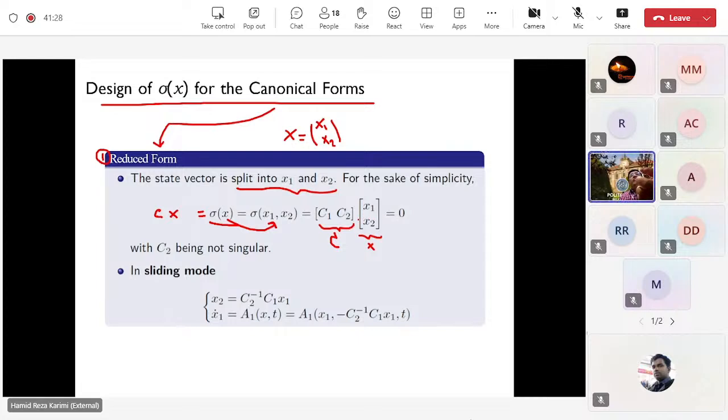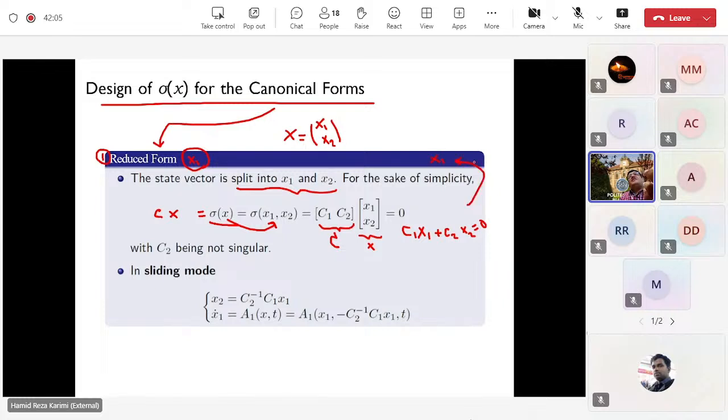Okay, but if you're doing it like this, because you want to reach the reduced form as a function of x1, okay? You remember that the reduced form should be a function of x1, and therefore you should get rid of x2 in your formulation. From this mathematics, you can say that C1 x1 plus C2 x2 should be equal to zero.